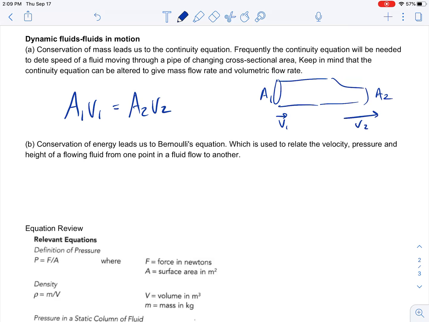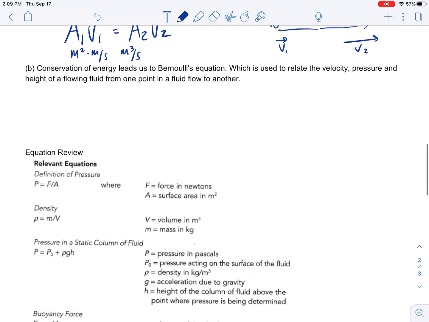The continuity equation can be altered to give mass flow rate and volumetric flow rate. So if you just look at half of this, it'll give us the volume per time. Because what do we have here? We've got meters squared times meters per second, or meters cubed per second. So just half of this, again, is called the flow rate.